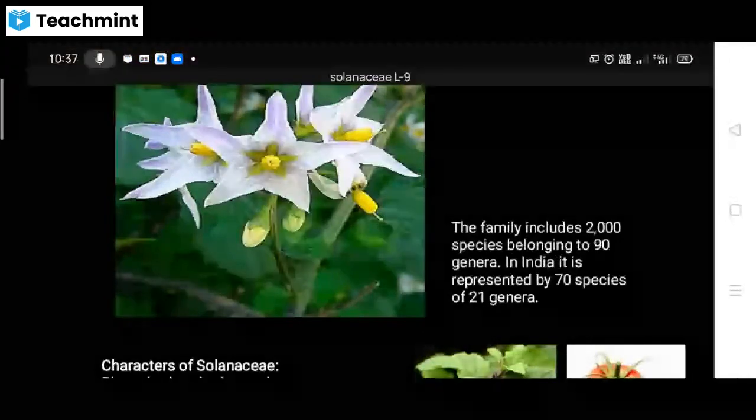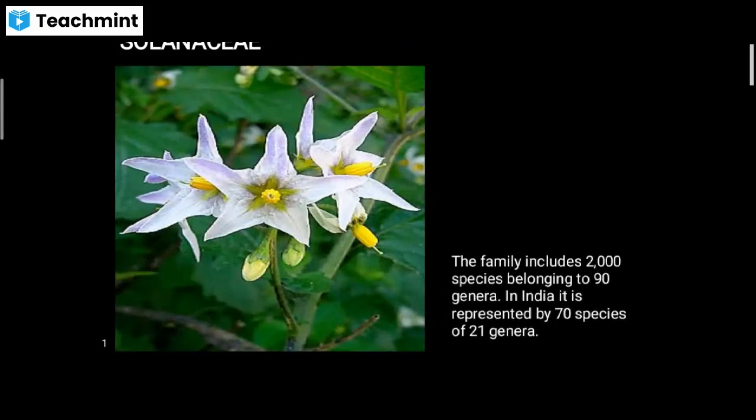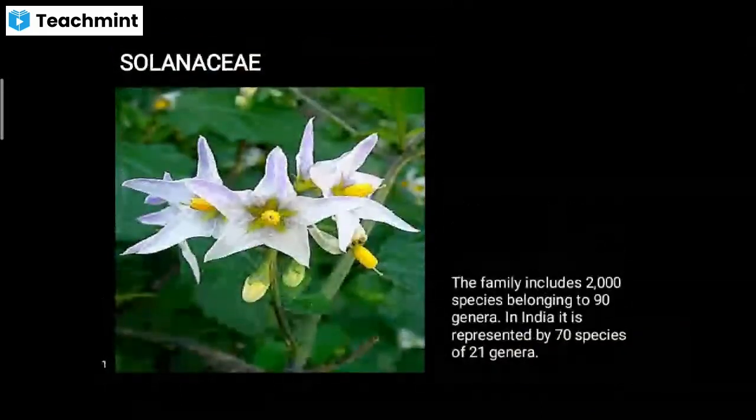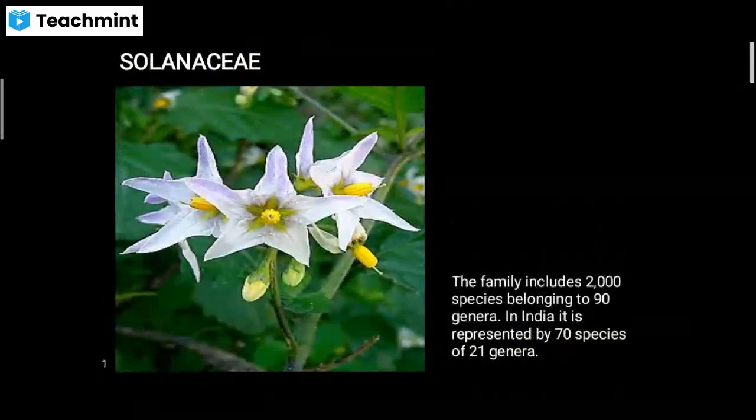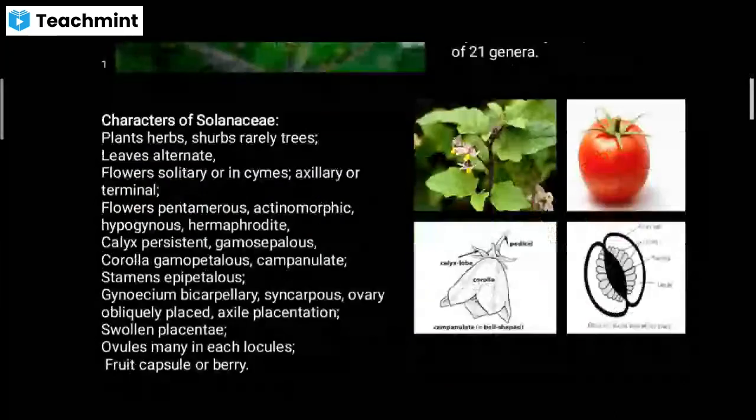So this family includes about 2,000 species belonging to 90 genera. In India, about 70 species are found, with 21 different genera. So these are the typical flowers of this family, Solanaceae. Let's discuss the distinguishing characters of the family Solanaceae.